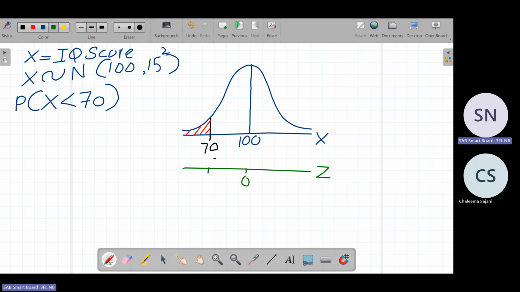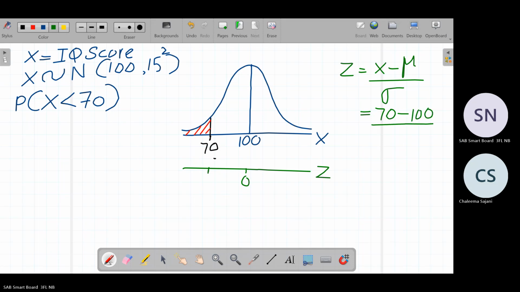Here we use the Z score formula: x minus mean value divided by standard deviation. X is your numerical value, then minus the mean value, divided by the standard deviation. Then what is our x value here? What is the x value? 70. Minus the mu value, which is 100. What is the standard deviation? 15.